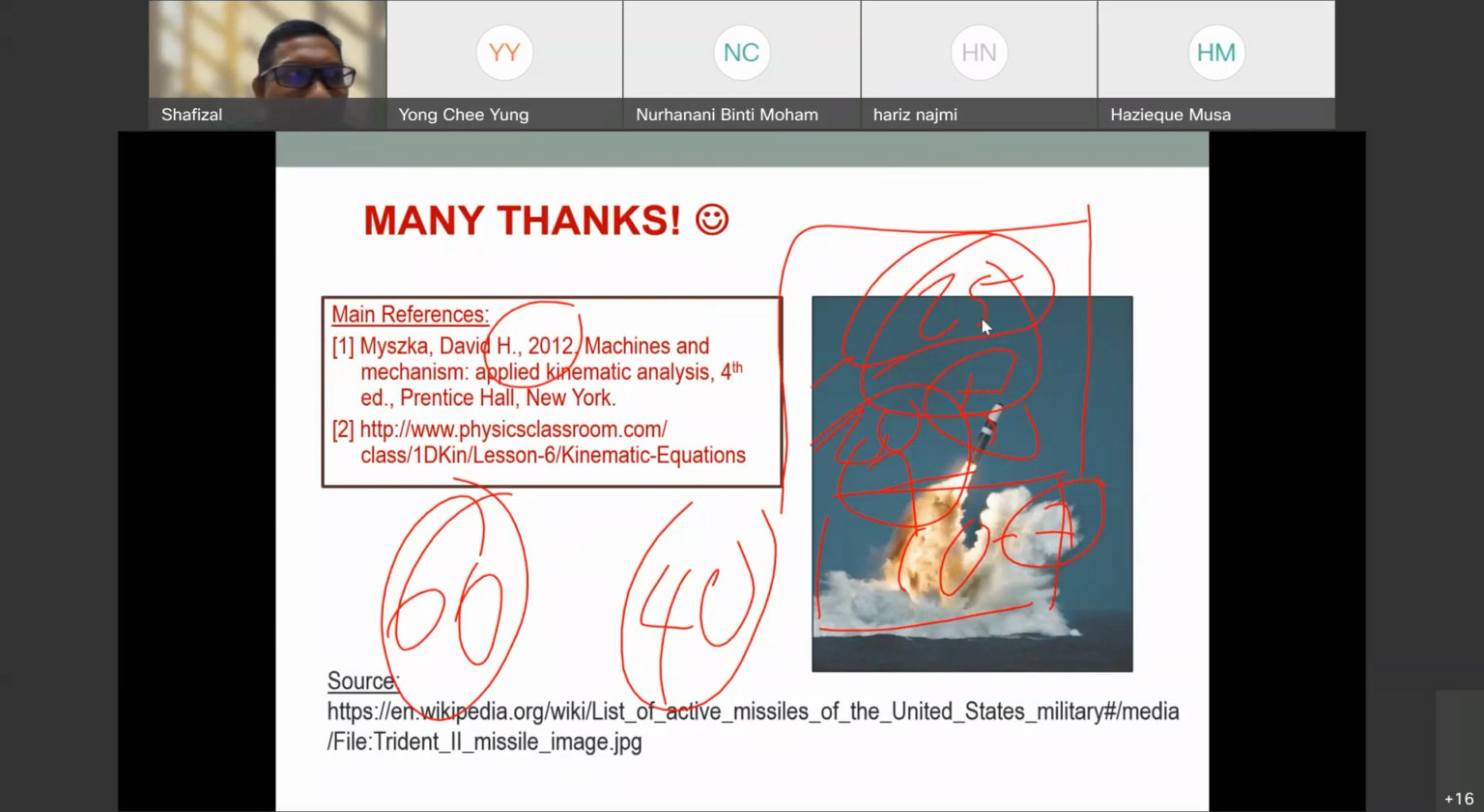So kita dah habis dah tau. We have done everything. It's completed in this subject. Semua kita dah habis 6 chapters. So kalau nak tanya apa-apa, you can ask me questions.